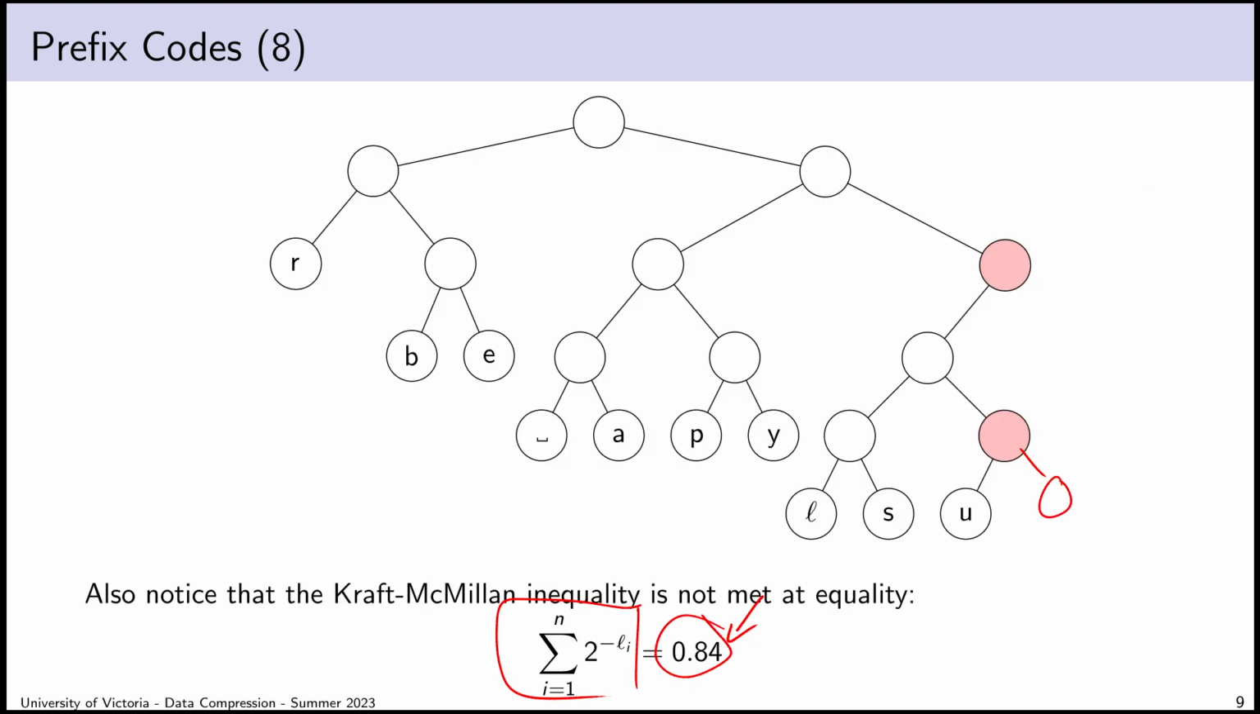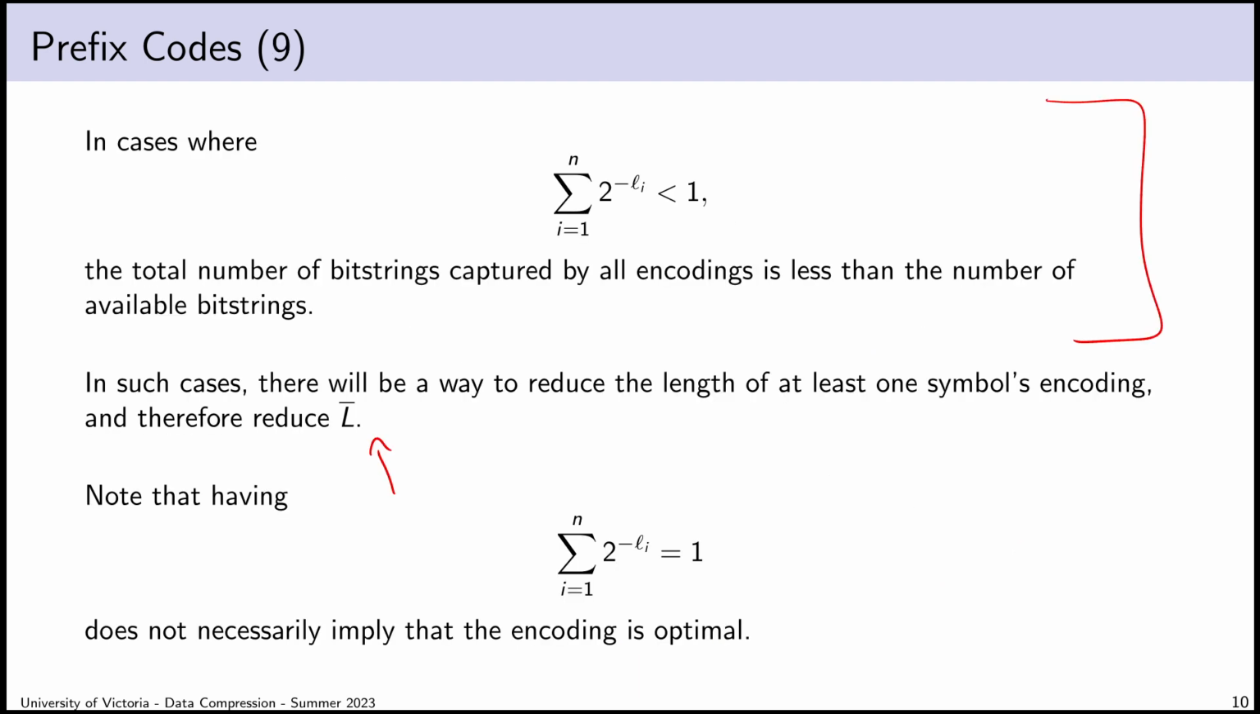And we'll notice the way we do that basically is we could say, hey, wait a minute, I don't need this node at all. If I move U up in the tree a little bit, if I put it up there, then U's encoding can get shorter, and that means L bar is going to be decreased. And I can actually take this entire subtree and just move it up here as well, and I'll do that in a minute. So in cases where the inequality comes out to less than 1, there is some way to improve L bar.